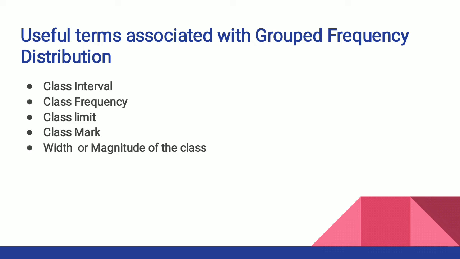Now we will read about the terms one by one. Useful terms that are associated with grouped frequency distribution. First of all, we can say class or class interval. In grouped frequency distribution, we have to make classes. Classes like 10 to 20, 20 to 30, 30 to 40, 40 to 50.